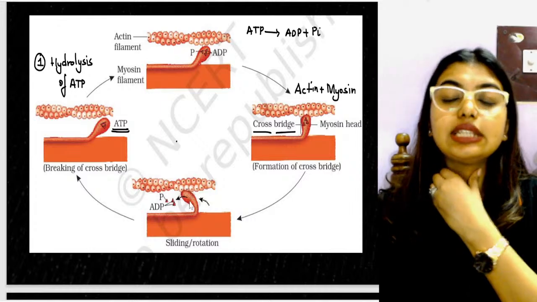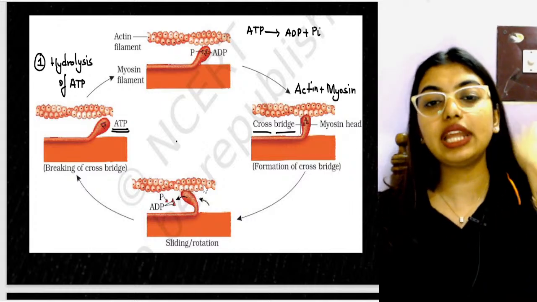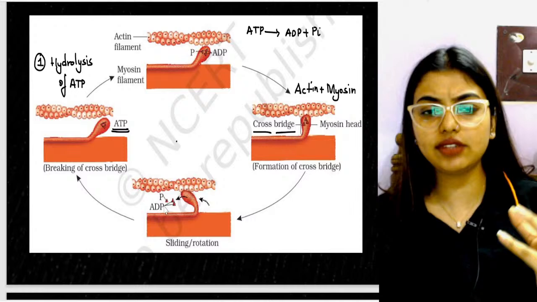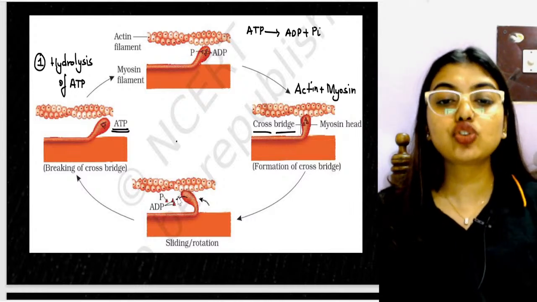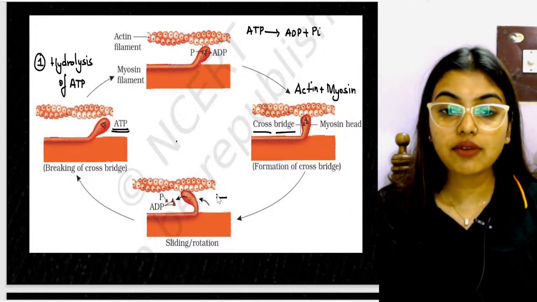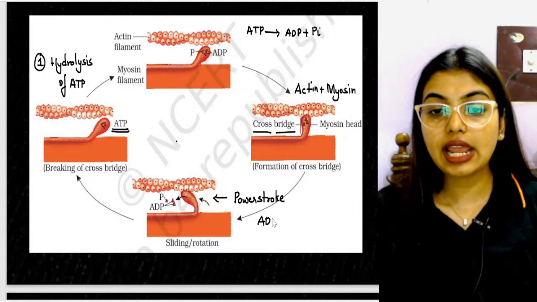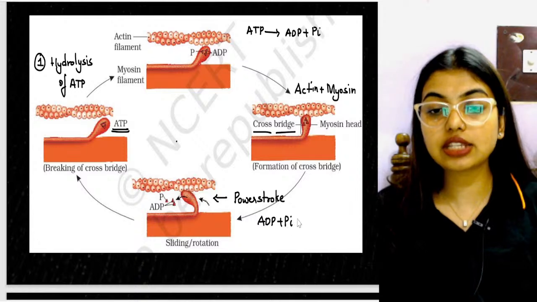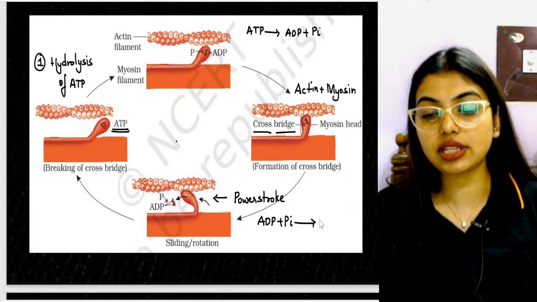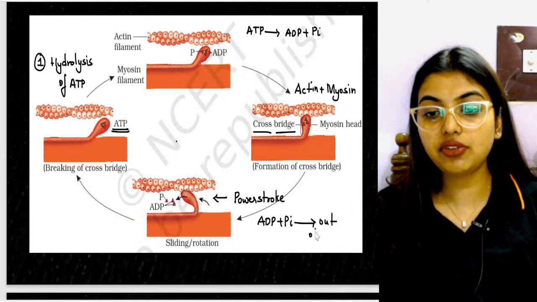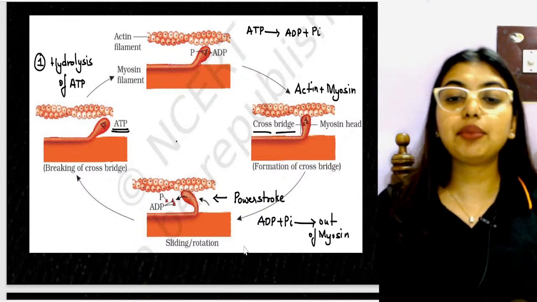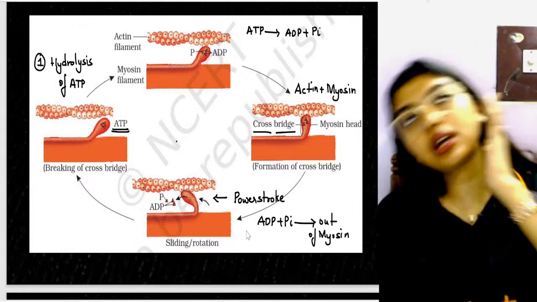Now students, since the ADP and Pi in the head of the myosin is too heavy, it has to release. So because of that, the myosin will move its head, causing a power stroke. This power stroke is happening because ADP plus Pi is rushing out of the myosin head.